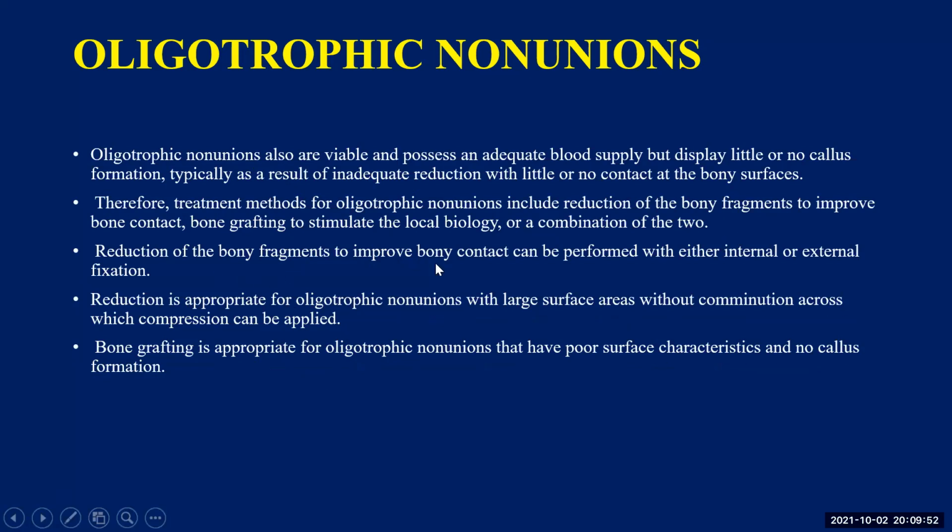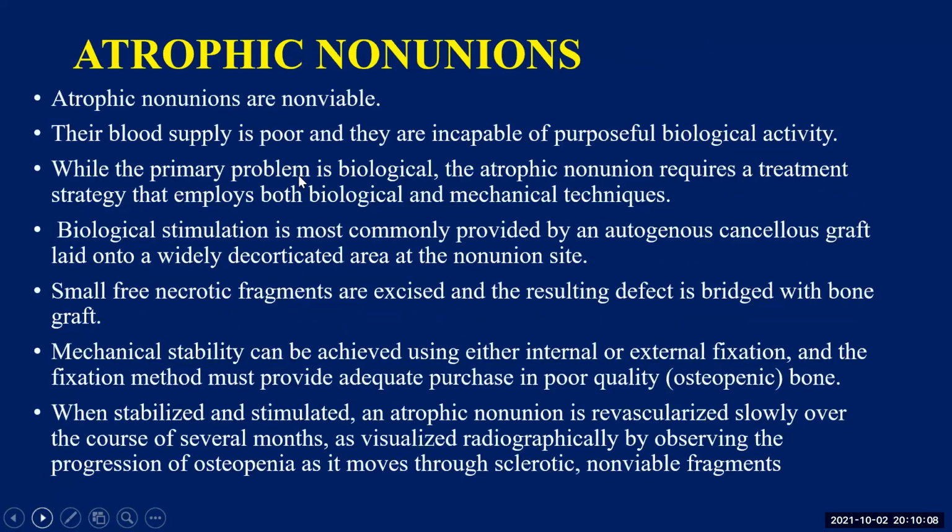Reduction of bone fragments to improve the bone contact can be performed with internal and external fixation. Reduction is appropriate for oligotrophic non-union with large surface area contact. Bone grafting is appropriate for those that have poor surface characteristics and no callus formation.